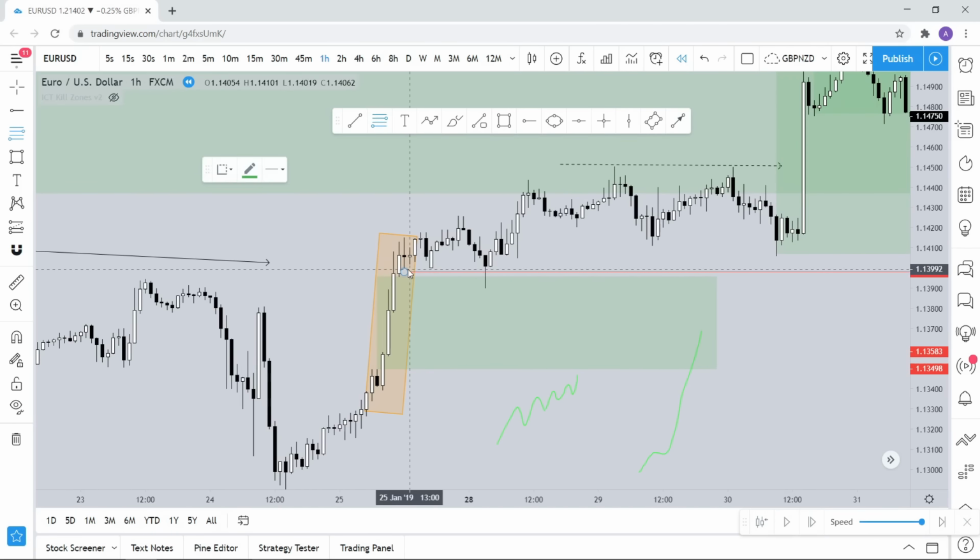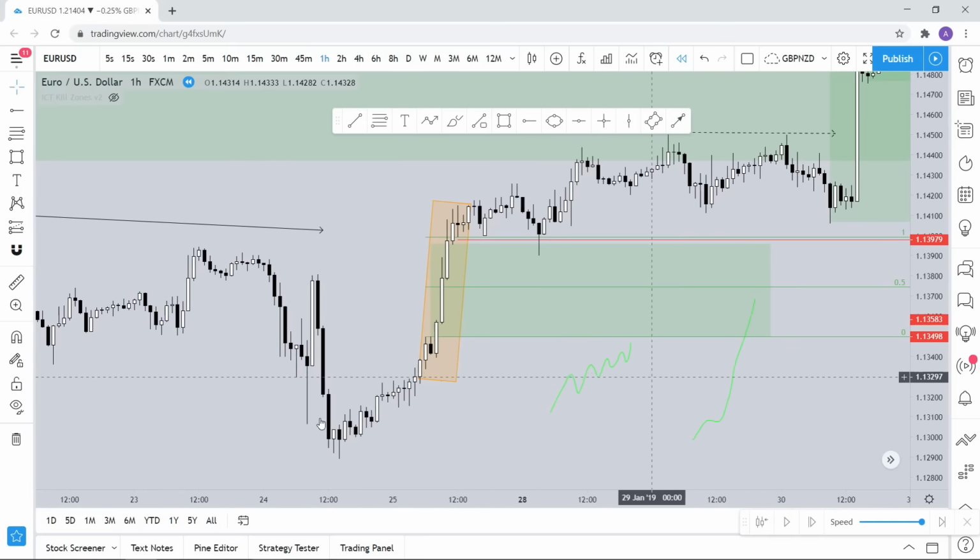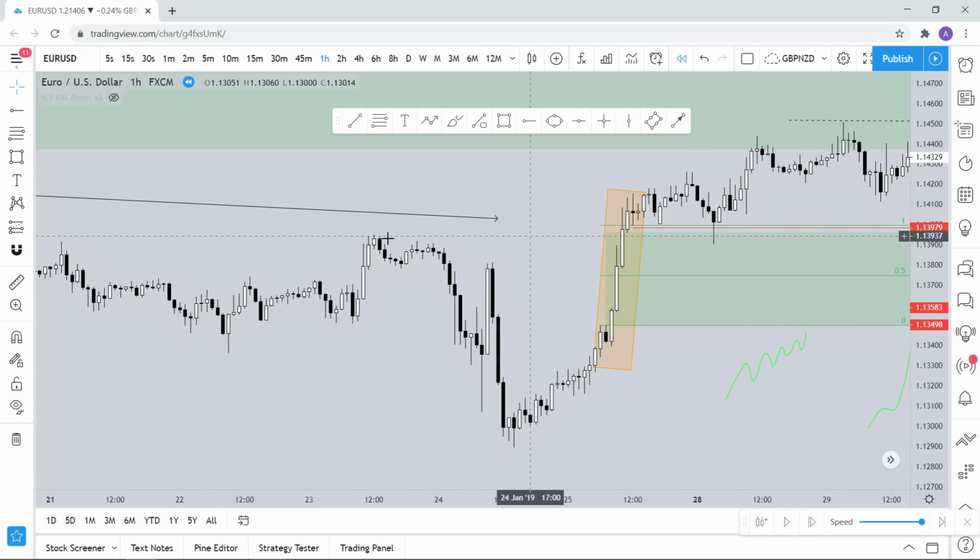Sometimes it will fill 50% of this entire range around here, and sometimes it will completely fill it and even go lower. That will depend on the previous structure that we have here. That's the most important thing.